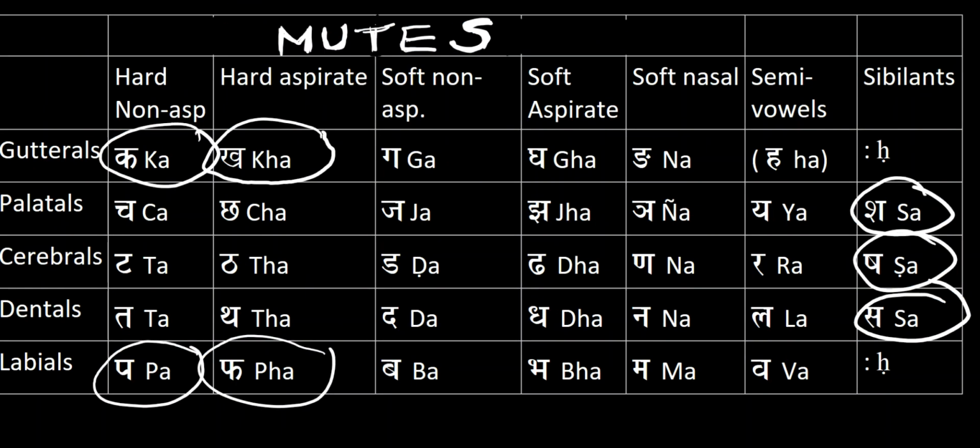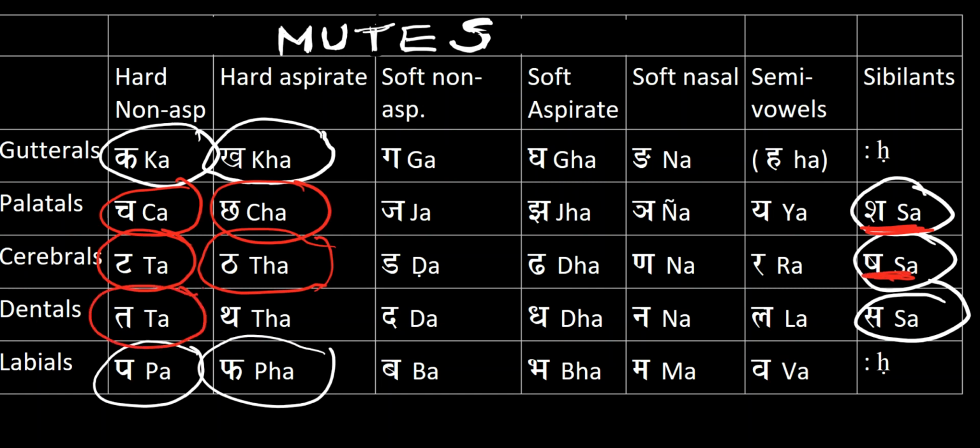Okay. So when a visarg is followed by a cha or chha, it becomes a sha. When a visarg is followed by a ta or tha, it becomes a sha. When a visarg is followed by a ta or tha, the visarga becomes a sa. Now take a look at the pattern here.